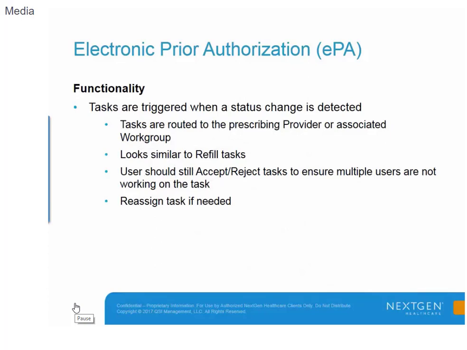So it could go from PA required to action required. That would be a status change that would generate a task. Or you might get approved or denied. That'll generate a task. So it's a great way to involve those users. And the tasks will be routed to the prescribing provider or the associated work group. So it's similar to how we handle refills. And the user would still do the accept or reject for the task, because if you're talking about a work group, you want to make sure only one user is working on the prior authorization needs. And you could reassign the task if you needed to later.